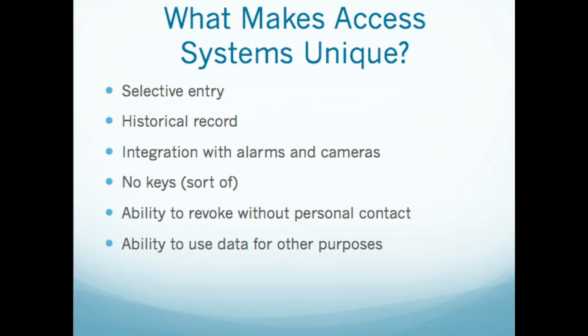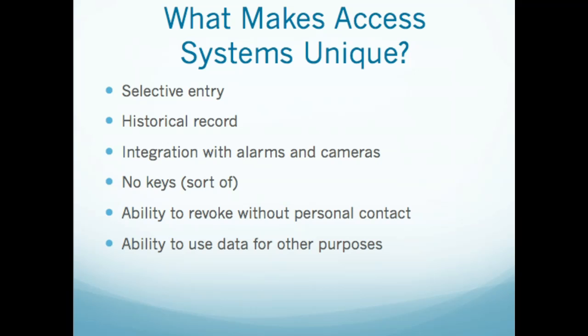Now, there are no keys, sort of, because your badge is essentially a type of key, and there are others, there are fobs and other things that we'll look at. But for the most part, there are no real keys. You do have the ability to turn off access remotely without personal contact. So if we have the standard definition of a key and a door, in order to keep you out, I have to get that key back from you, or I have to change the lock. With an access control system, I can turn it on and off.